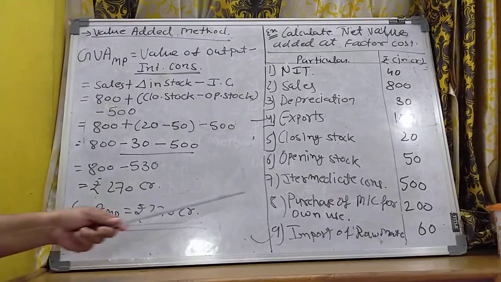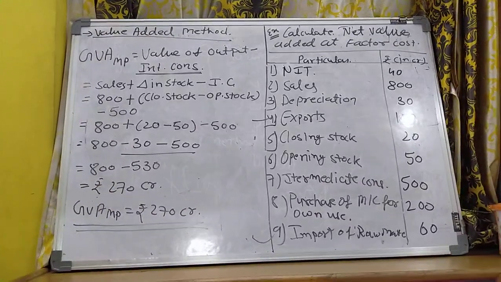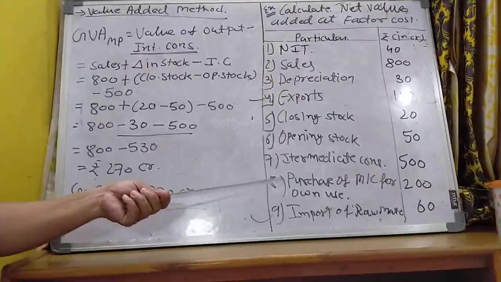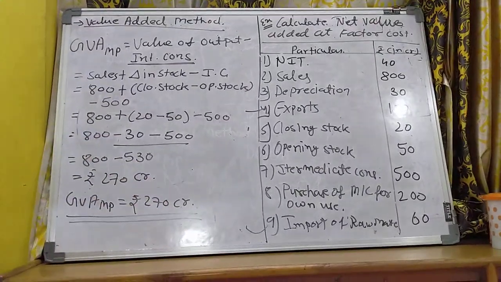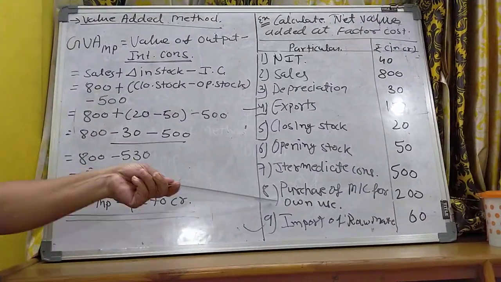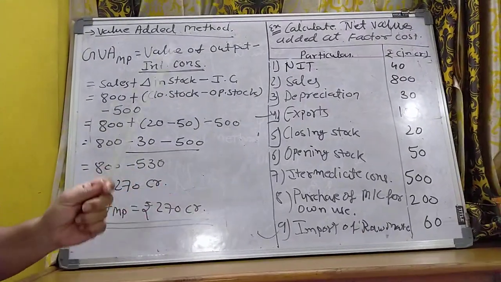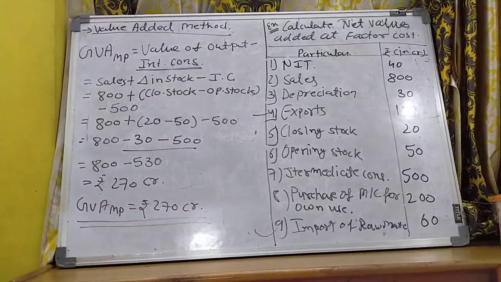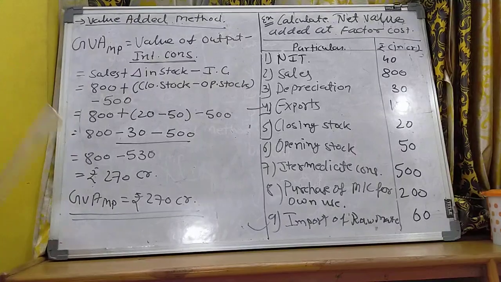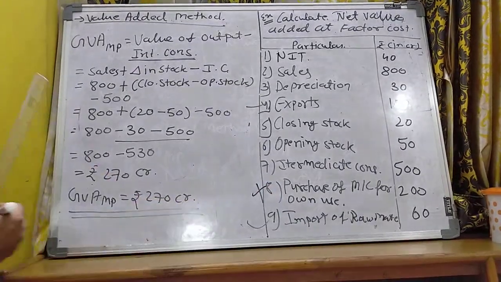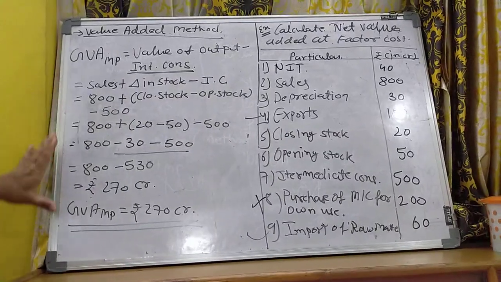Listen, clear? Then one more important thing: purchase of machinery for own use. That is own use, so this is not about the firm. That is personal use. When we are calculating private income, we calculate this type of expenses or income. But in this sum, or in this method, we don't use the purchase of machinery for own use. So this is about the GVA MP.